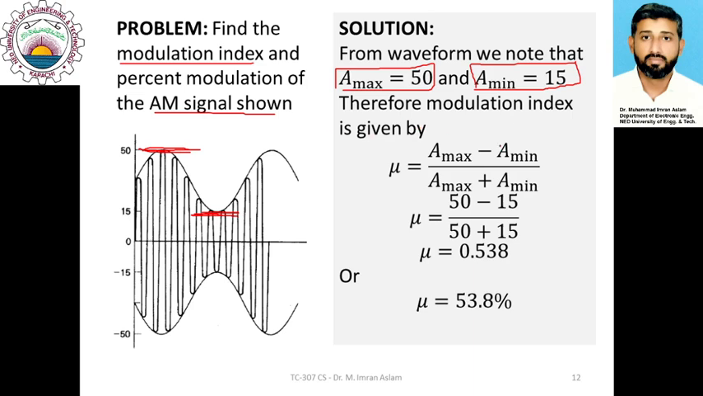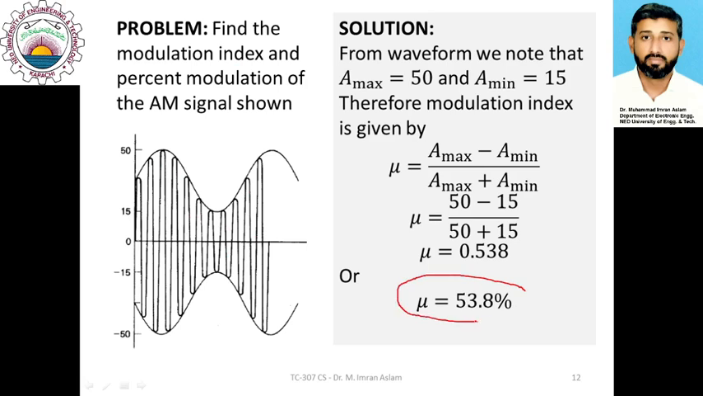So the modulation index can be calculated by this simple relationship: A max minus A minimum upon A max plus A minimum. If you substitute this value, you get the value of 0.538, or in other words, this AM modulated waveform represents a modulation index, or percentage modulation, of 53.8%.